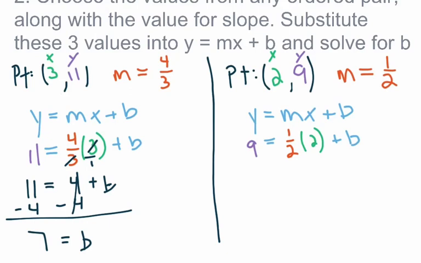So we write down our equation after doing that math. Again, half of 2 is going to give me 1. I bring down the plus b. Now I'm going to subtract 1 from both sides.